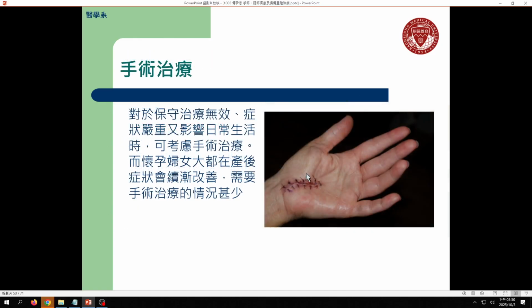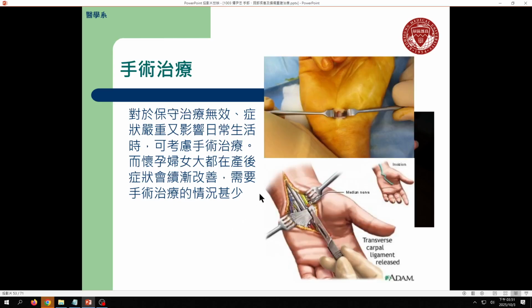If that doesn't work, receive operation. We just release the transverse carpal ligament, okay, the transverse carpal ligament. That's the original wound, a large one, and it always causes hurt within 1 month. Right now, we use a tiny hole, just like this, to release the transverse carpal ligament. Once I release it, you sleep very well at night, because there's no numbness again, okay?